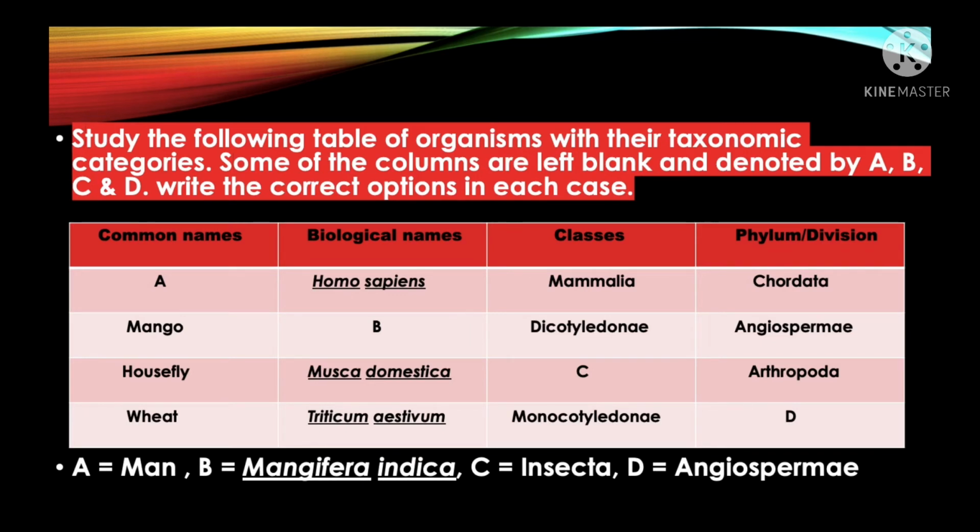The second one is the mango. The biological name of mango is Mangifera indica. And the third one, that is the housefly, whose biological name is Musca domestica, and the class to which housefly belongs is Insecta, and it is related to the phylum Arthropoda. After that, the last one, that is the wheat. The wheat's biological name is Triticum aestivum, and it is related to the class Monocotyledonae, and the phylum or division of the wheat is Angiospermae.